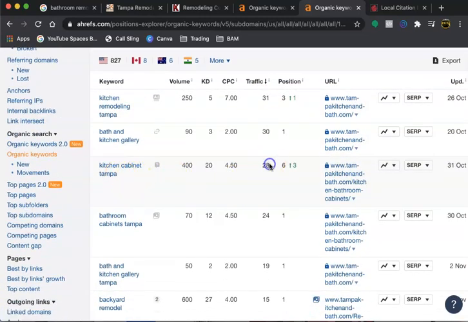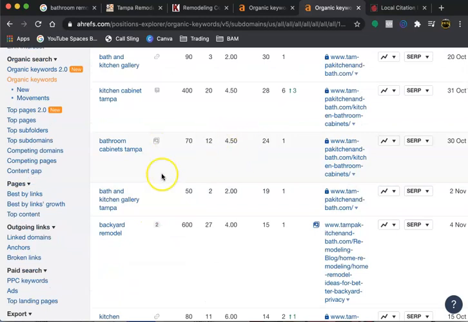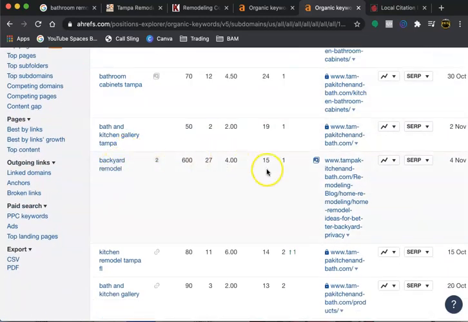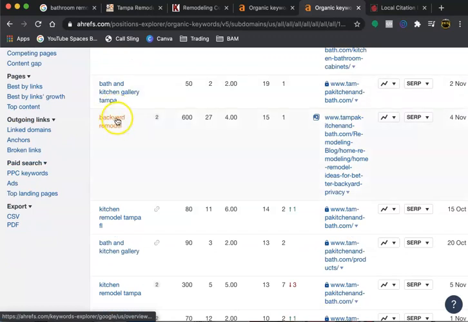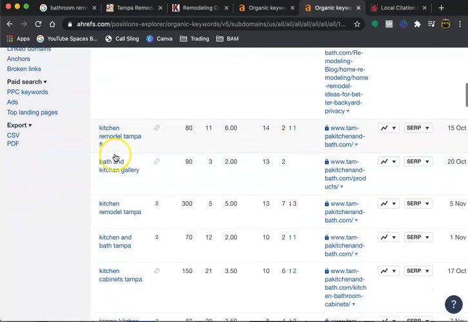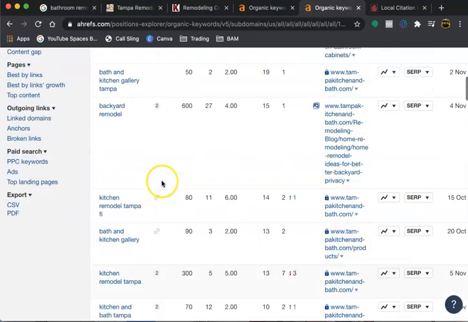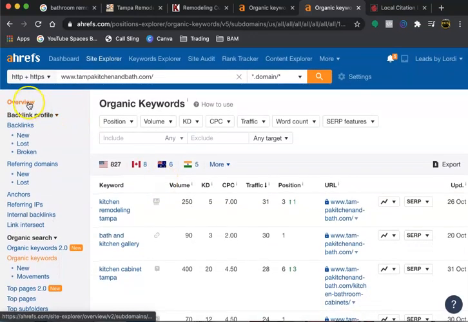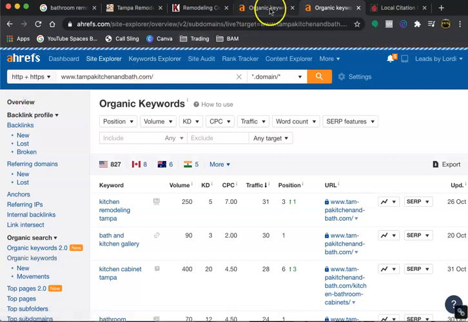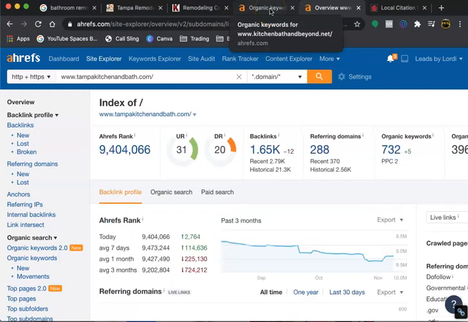Kitchen cabinet Tampa 28, bathroom cabinets 24, backyard remodel 15. Well, this isn't location specific, but bath and kitchen gallery Tampa 19, kitchen remodel Tampa 14, kitchen remodel 13. So these are the different keywords that you want to have on your page. These are the keywords that you want to be searched for, because we know where these people are. We know exactly what they want. That's the biggest opportunity for getting those new customers.